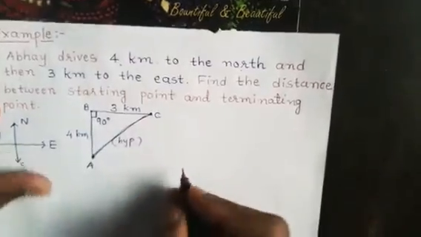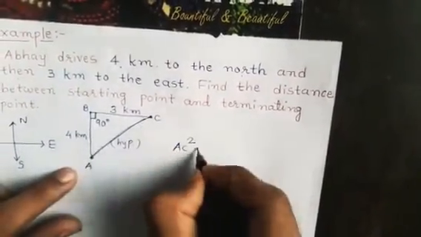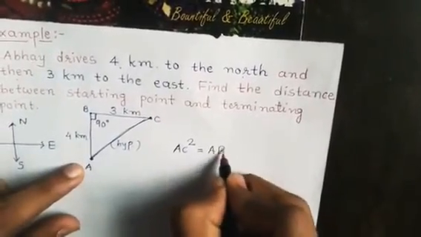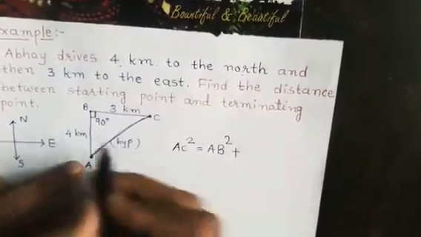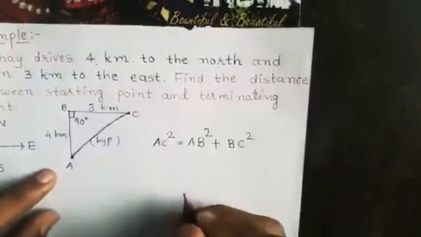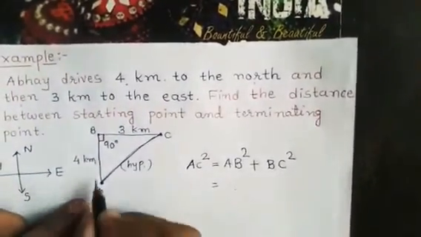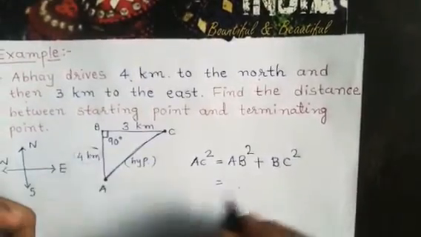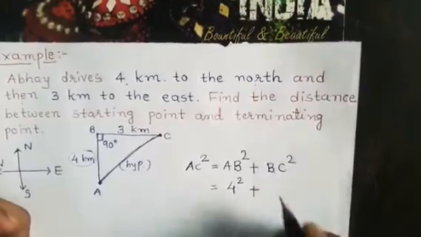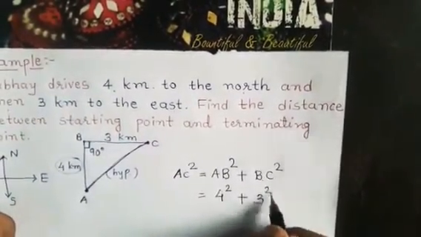So according to Pythagoras theorem, we can write AC square, which means hypotenuse square, is equal to perpendicular square, which is AB, so AB square, plus base square, which is BC, so BC square. Now to solve this, we will put the values of AB and BC into the statement. Now value of AB is 4 kilometer, so we will take 4 square because there is a square, plus BC square, the value of BC is 3, so 3 square.